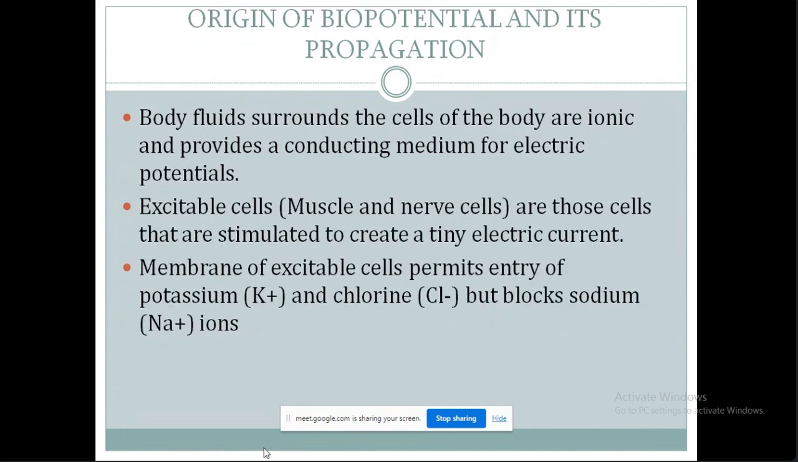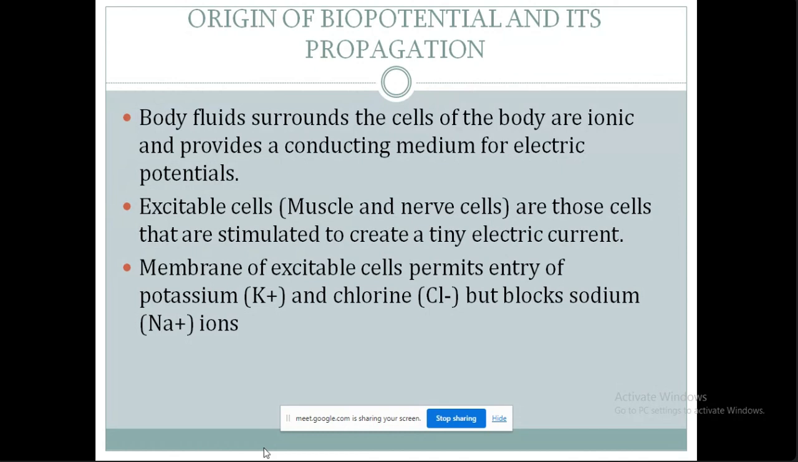The body fluids which surround the cells of the body are ionic and provide the conducting medium for electric potentials. Now we may think about the excitable cells. What is excited? When the cells are excited, they are called excitable cells. How are the cells excited? Our muscle and nerve cells are stimulated by creating a tiny electric current. So our muscle and nerve cells, which are stimulated by a small electric current, are called excitable cells.